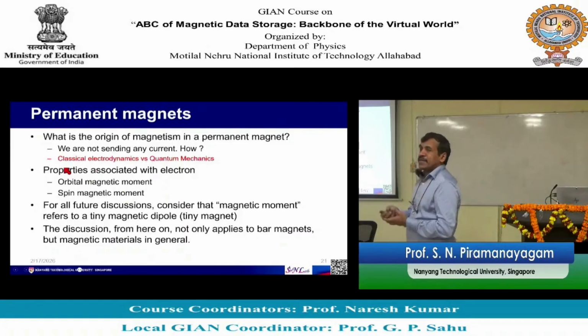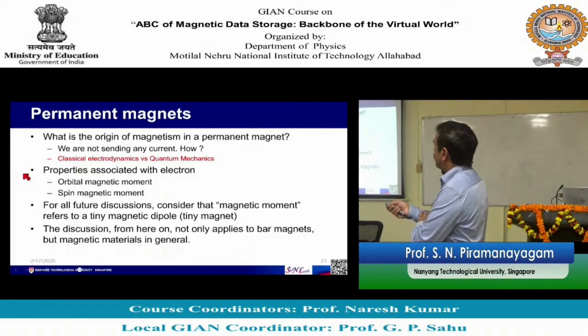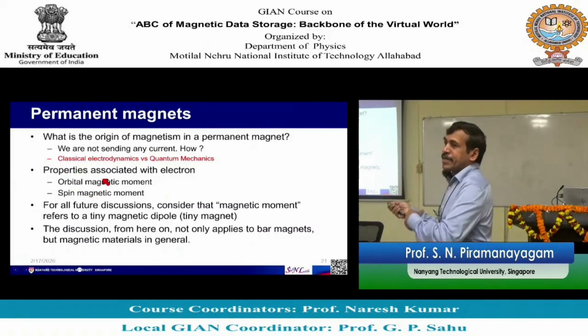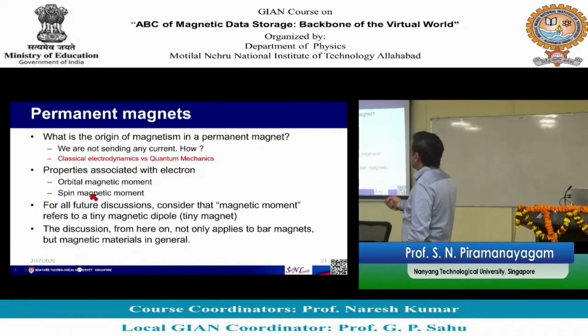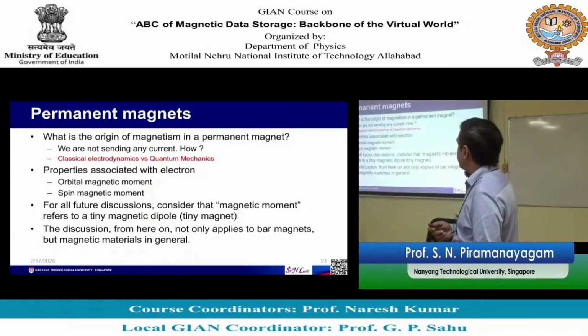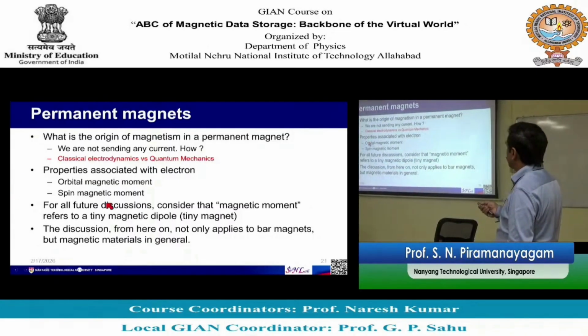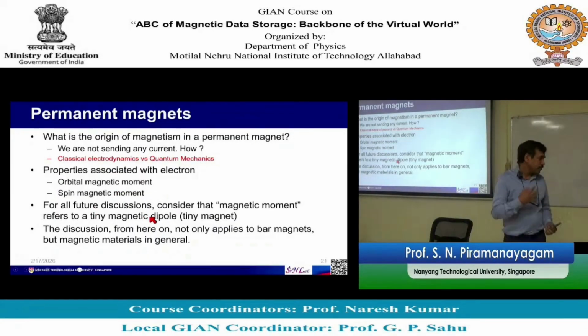Quantum mechanically, we know that there are orbital magnetic moment and spin magnetic moment associated with electrons, and these are the properties that give rise to the magnetic properties that we see in materials. Okay. So, we will go through this in detail. For all the future discussion from now onwards, I will use the word magnetic moment.